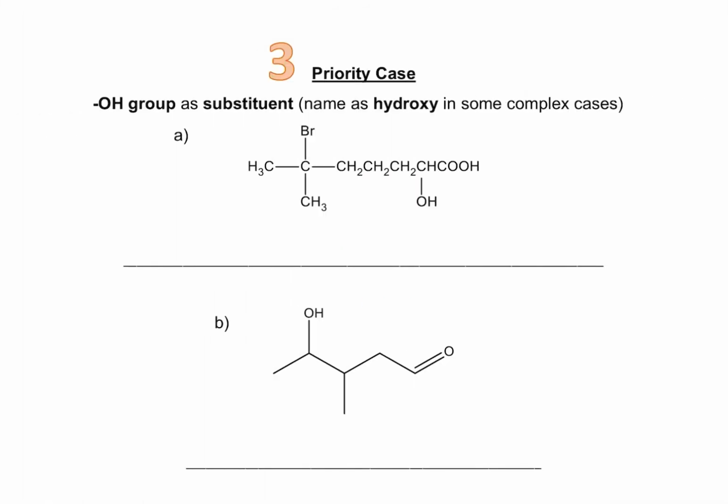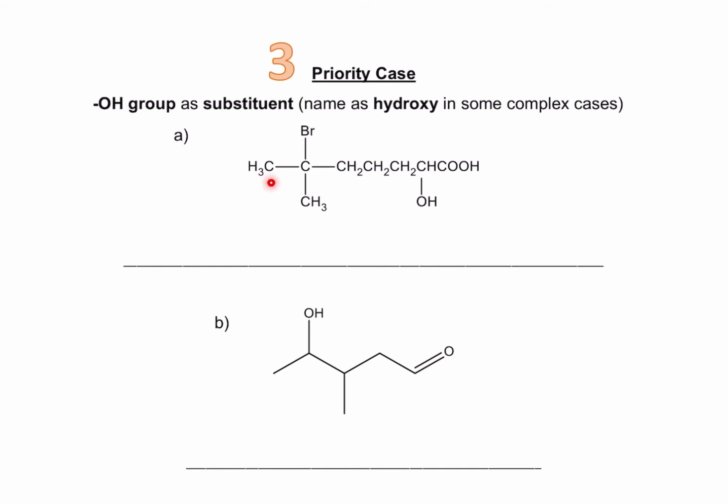Now we are going to continue with the third one, the priority case, where in this form, the OH group is not the parent one, but a substituent. And in this case, we are going to choose the naming hydroxy in some complex cases. Let's try with the first structure, A.